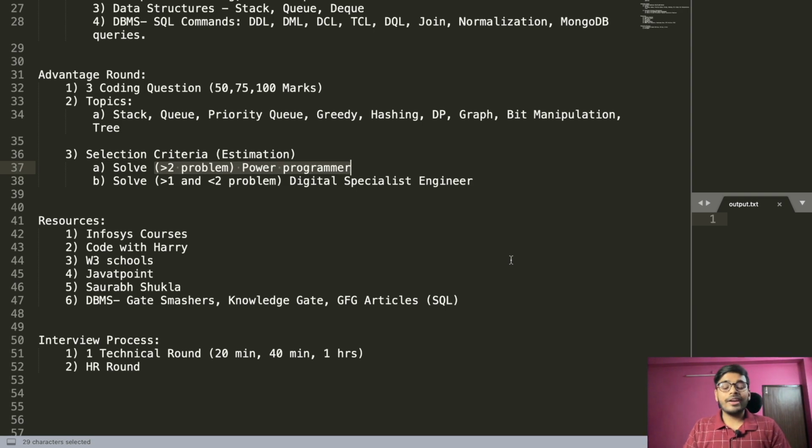and it was good. And if you want to study SQL, I will prefer GeeksforGeeks articles, because I personally have studied SQL queries from GeeksforGeeks articles. They have given it in a very good way, so I have studied from there. You can also refer to those things.